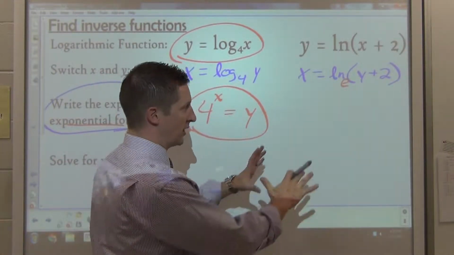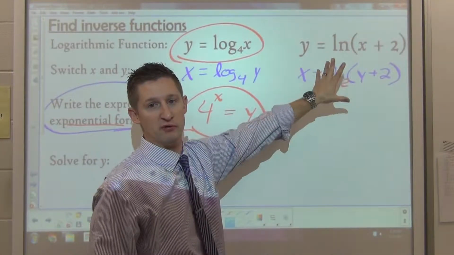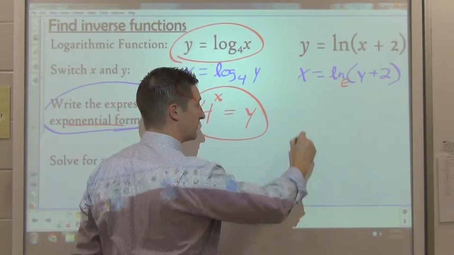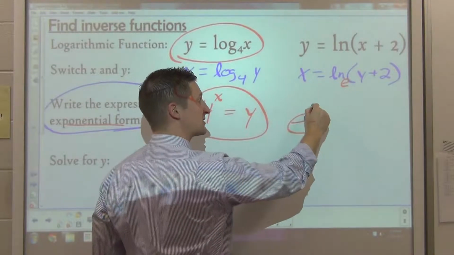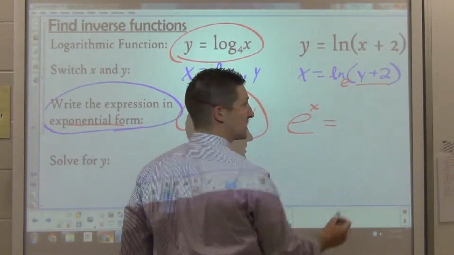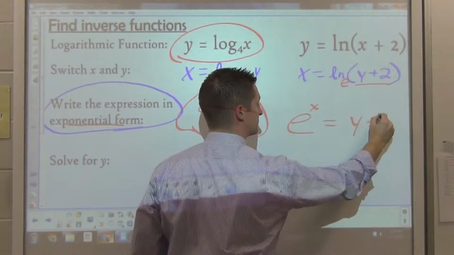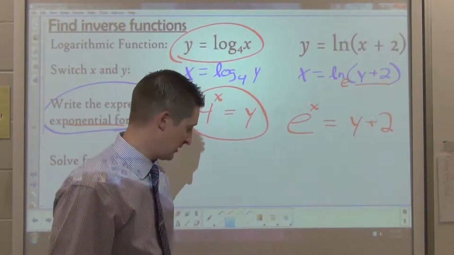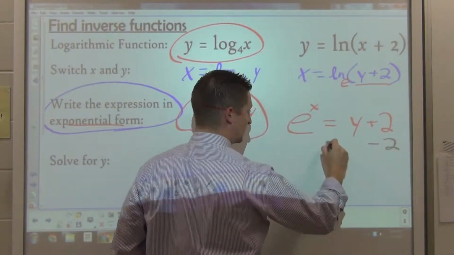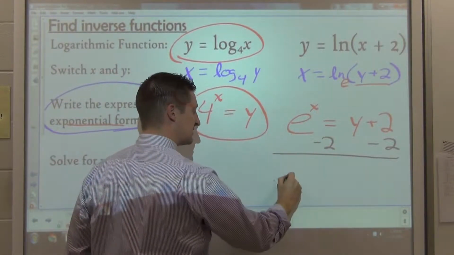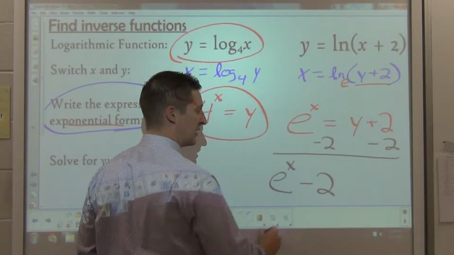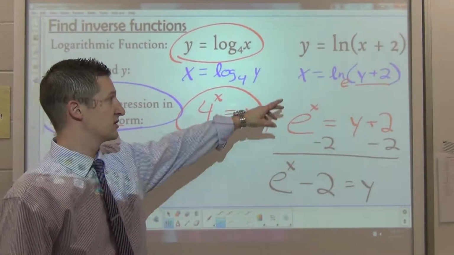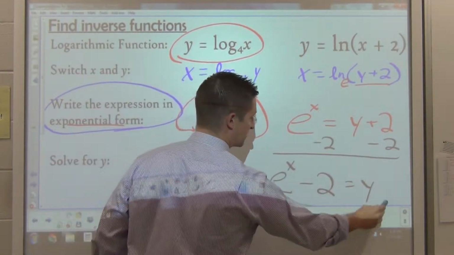Now, at this point, to undo the logarithm, I'm going to rewrite this expression in exponential form, which means take this base, e, raised to this power, x, and that will equal whatever this expression happens to be, in this case, y plus 2. Now, the last step here is to get y all by itself. So there's that plus 2 tacked on at the end. Well, we can take care of that if we subtract it from both sides. Now, e to the x is a power, minus 2 would be written down on the main level. That would be equal to y. So there would be the inverse, y is now all by itself. There's the inverse of the logarithmic expression that we started with.